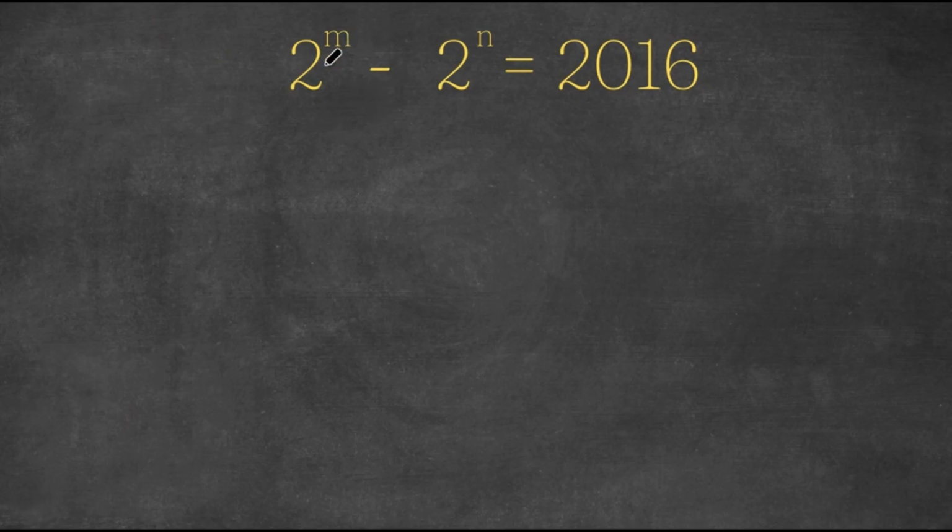Because 2016 is positive, we know that m has to be greater than n. Because if m was negative, then this would actually be negative. And if n was greater than m, this would actually be negative 2016.